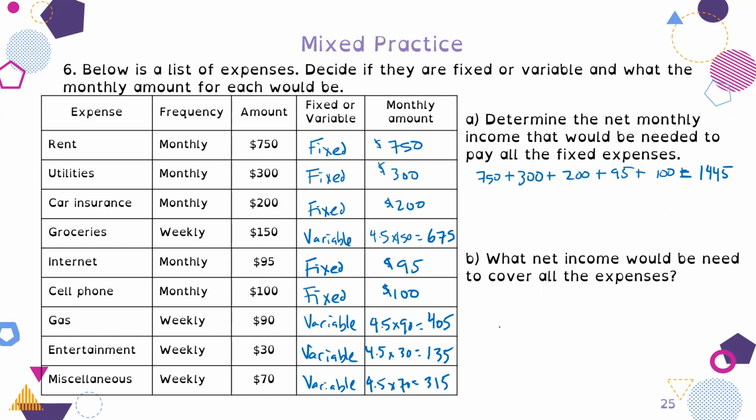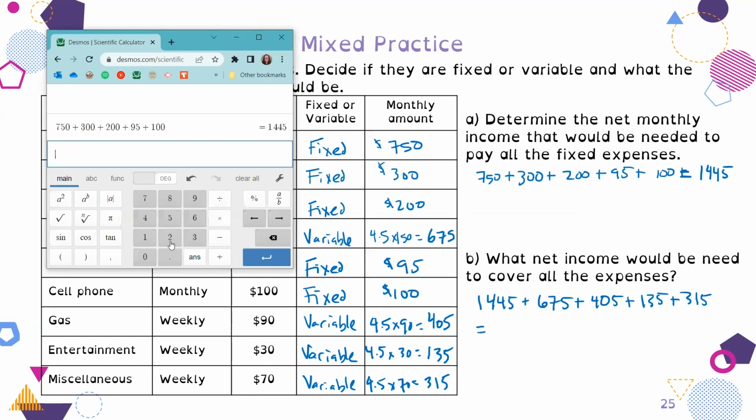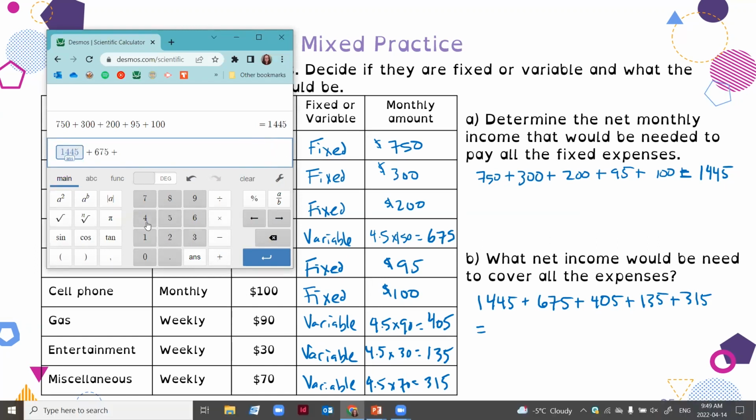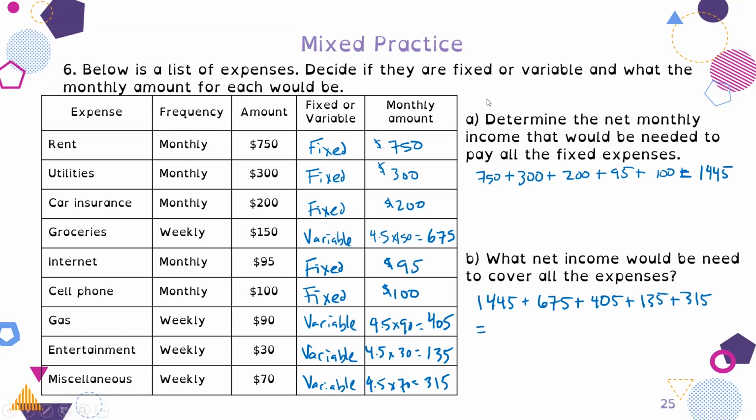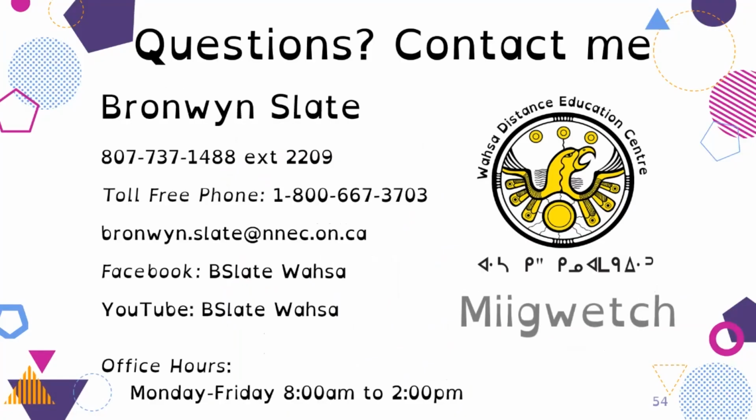And then what net income would be needed to cover all the expenses? So your fixed expenses, which we already added up, plus your variable expenses. So $675 for groceries, plus $405 for gas, plus $135 for entertainment, plus $350 for miscellaneous. Adding those up gets us to $2,975. So how much you take home would have to be at least $2,975 a month in order to cover all of your expenses.